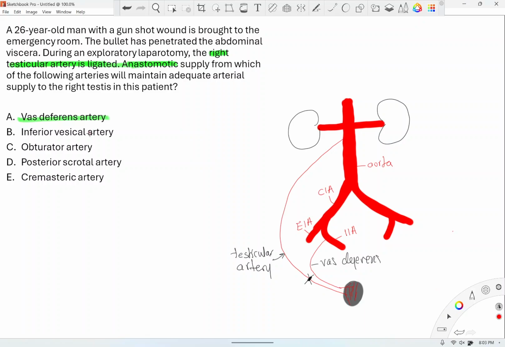Done. Inferior vesicular artery supplies the bladder, the bottom half of the bladder. It's a branch of the internal iliac artery. Obturator artery supplies muscles in the groin area, like the adductor muscles, and the skin of that area. Posterior scrotal artery supplies the posterior half of the scrotum, and cremasteric artery supplies the muscles of the inner thigh, especially like when you tap for the reflex of that area. Okay, so we got our choice. Let's go to the next question.